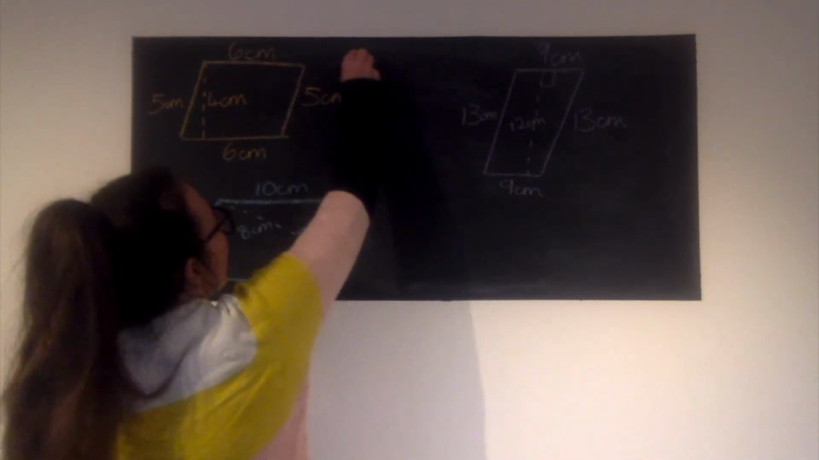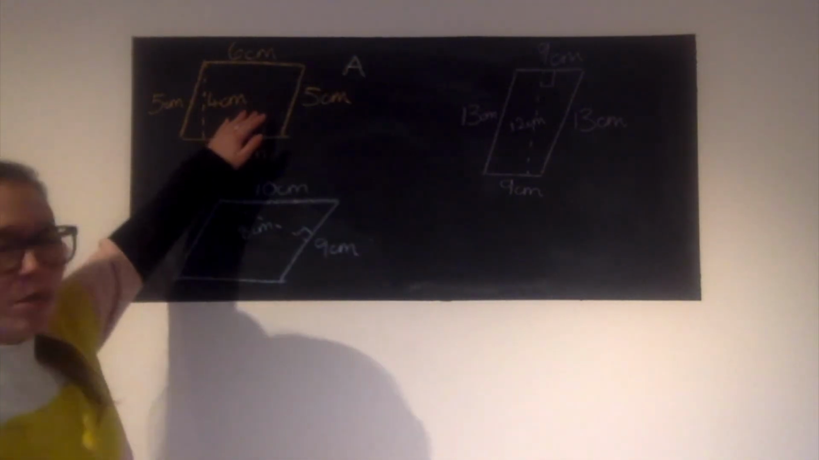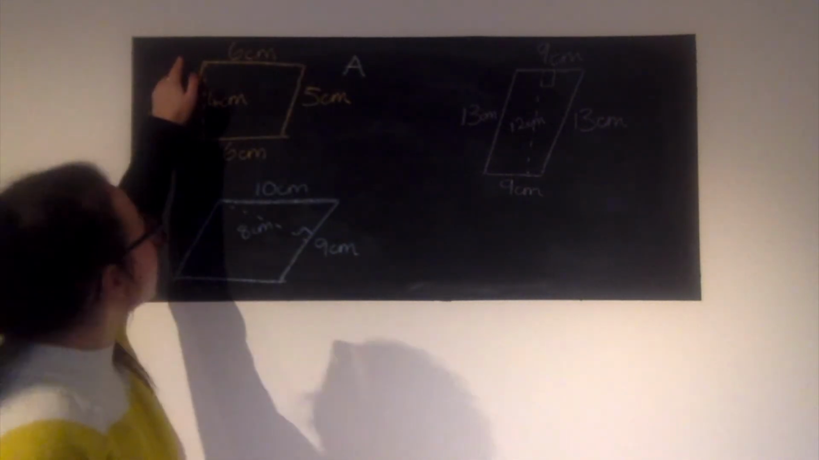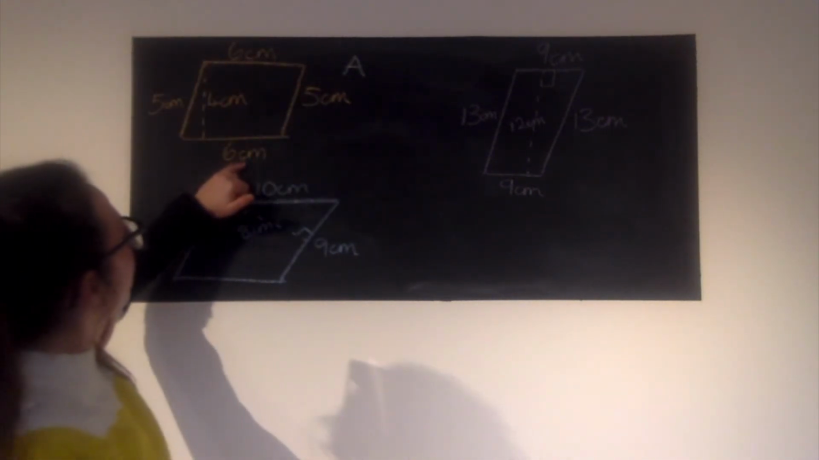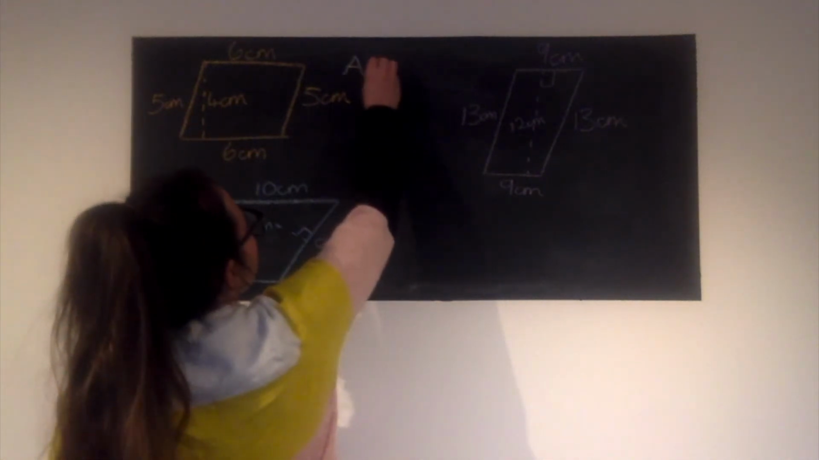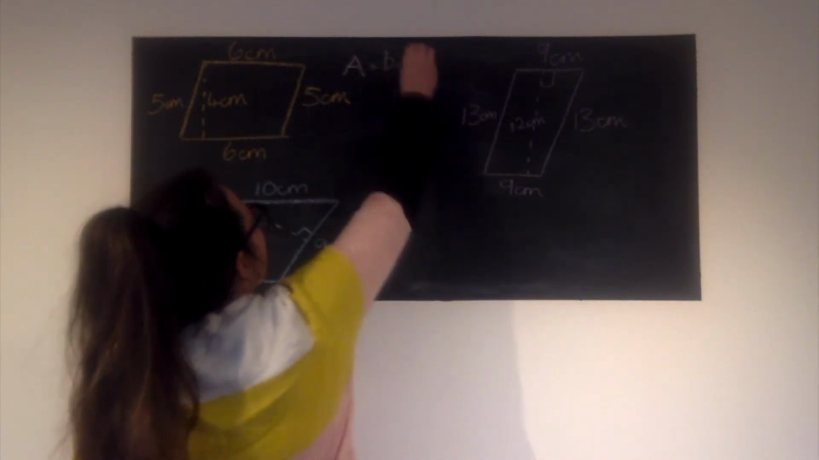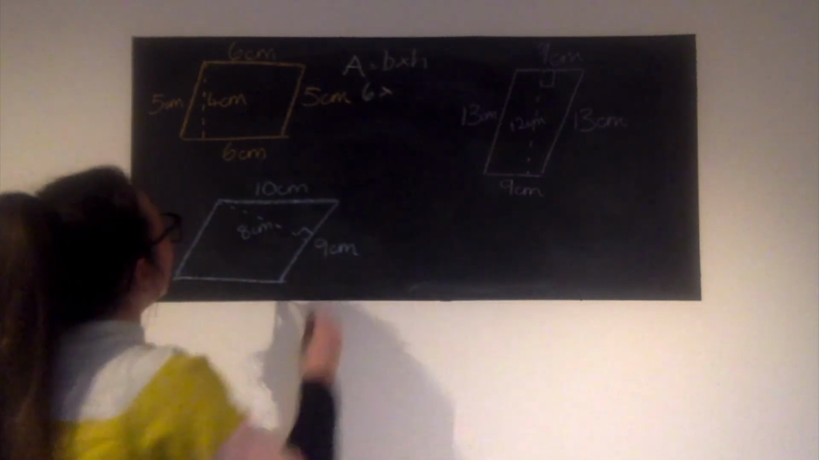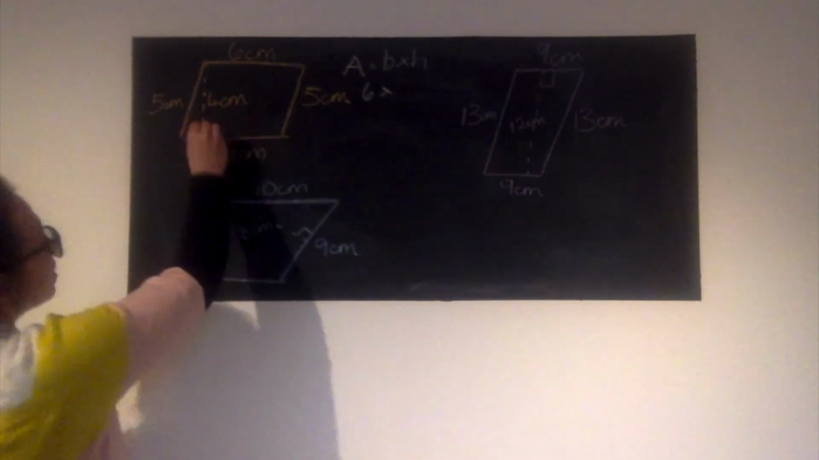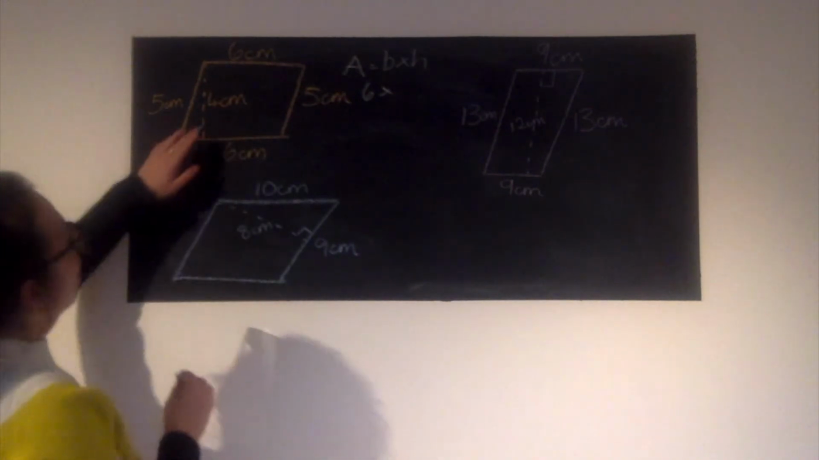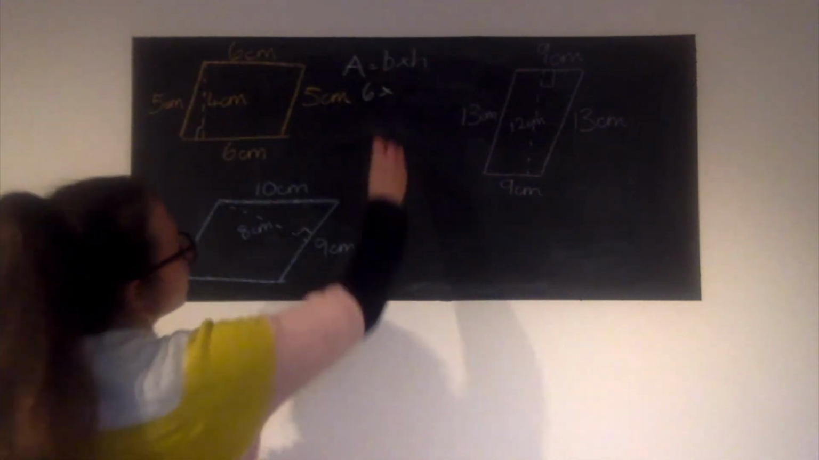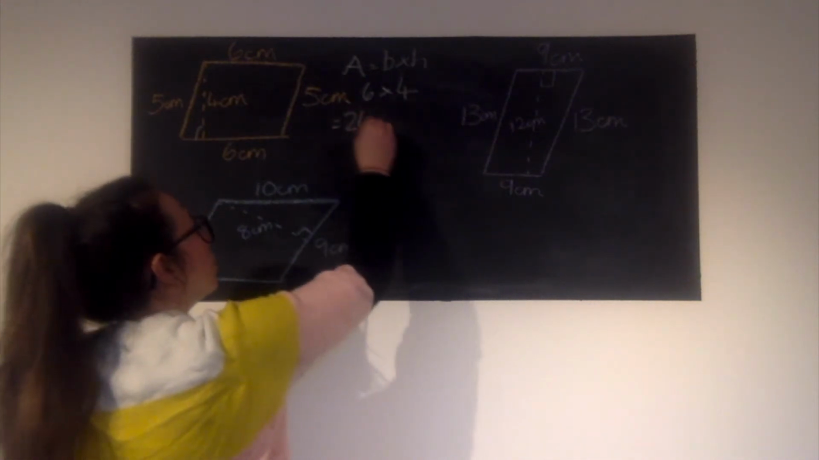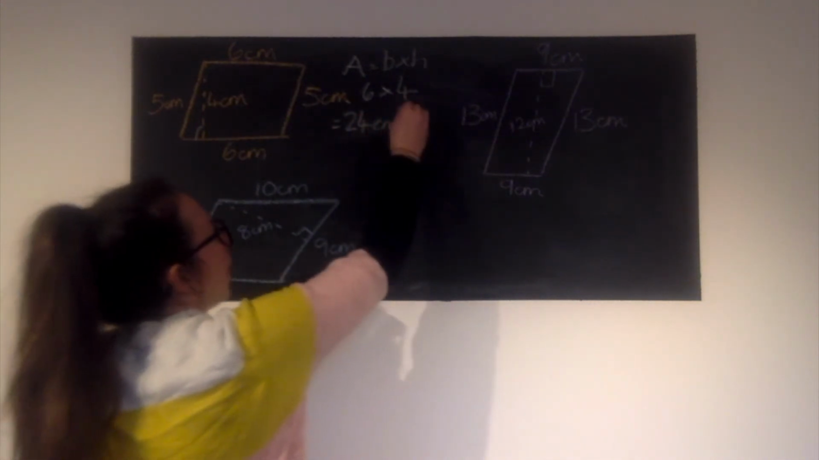Remember, we are finding the area, which is the inside of the shape. We don't need to add up the outside distances, that would be the perimeter. So we need to find the base times by the height. Base times height. The base is 6 centimetres multiplied by our perpendicular height. Here is our right angle, so the height of the parallelogram is 4 centimetres. 6 times by 4 gives us 24 centimetres squared.